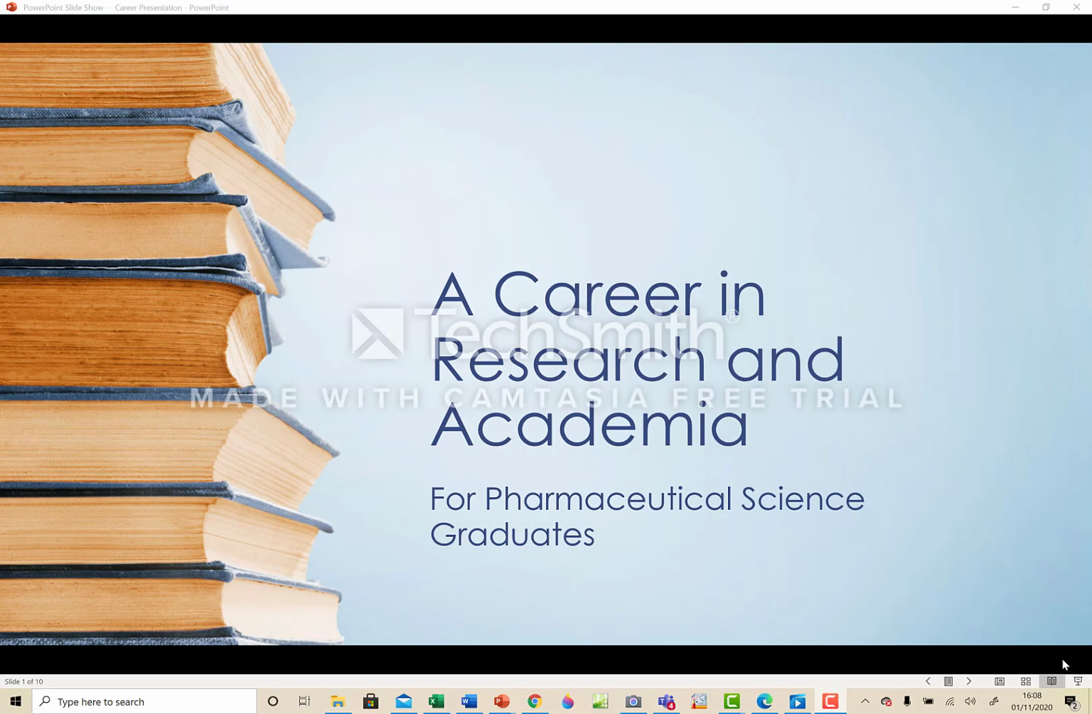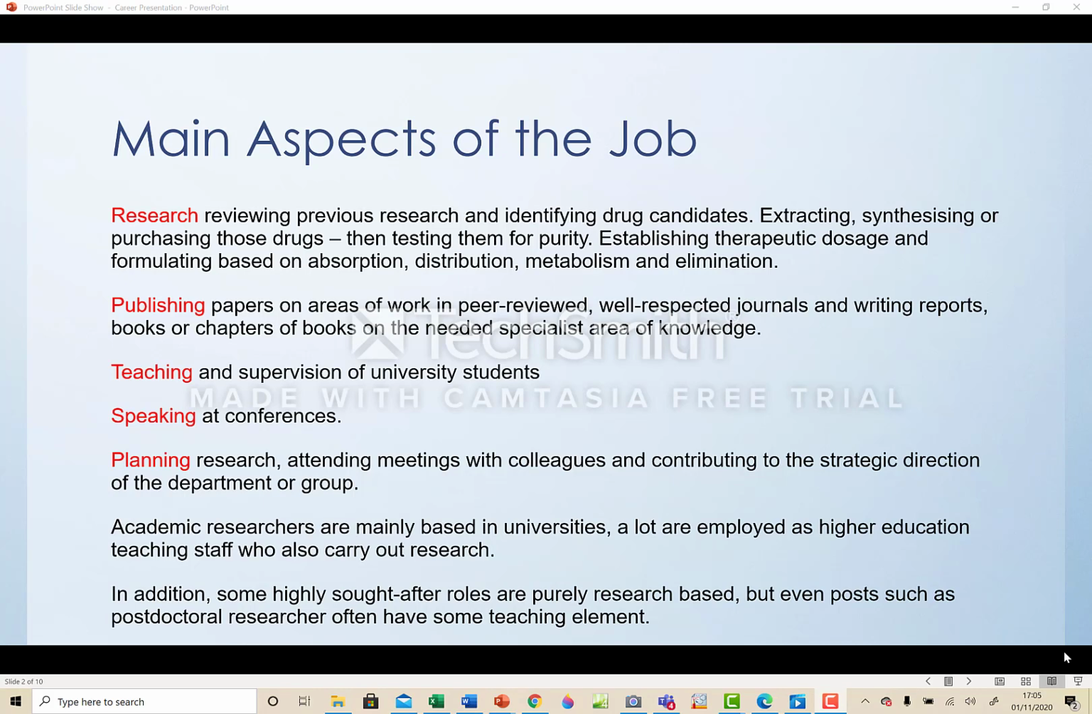A career in research and academia for pharmaceutical science graduates. What are the main aspects of working as an academic researcher?